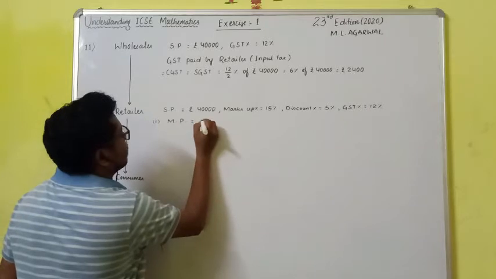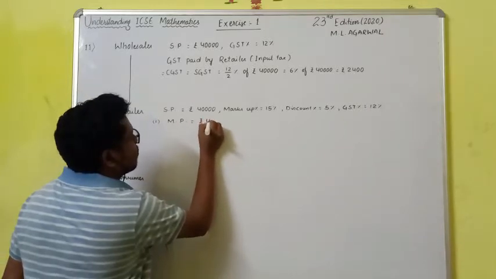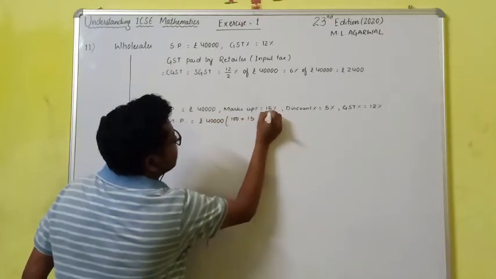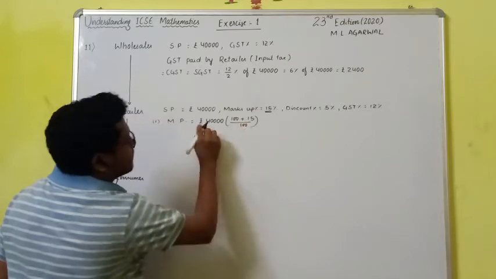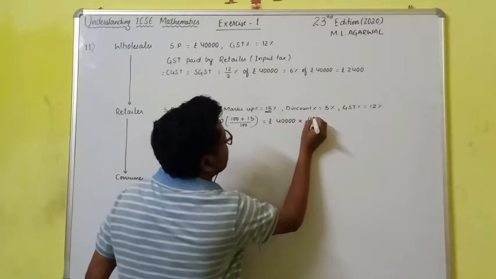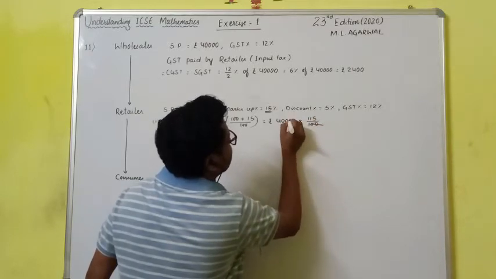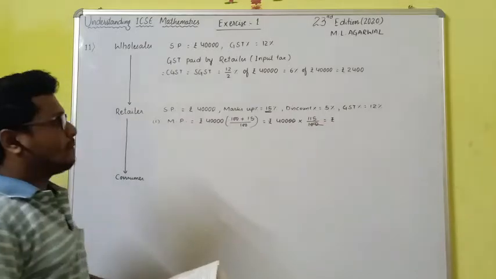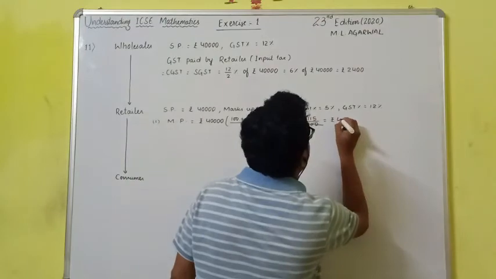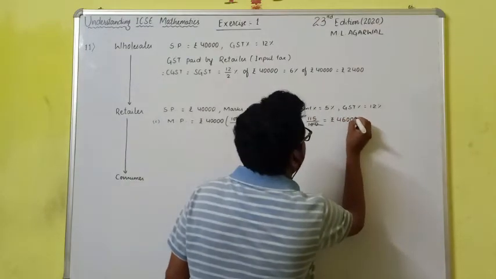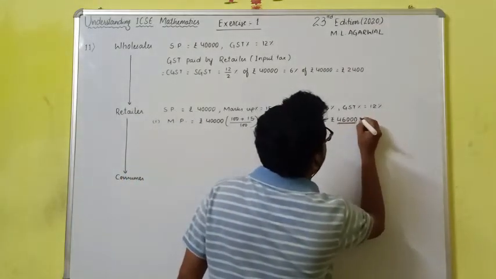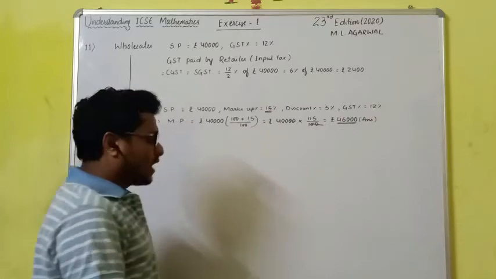So mark price is equal to rupees 40,000 into 100 plus the mark up percentage, 15%. So 100 plus 15 by 100. So it will be 40,000 into 115 by 100. 0 cancel, and we know that 115 into 4 is equal to 460. So 46,000 will be your mark price. So underline this one and in bracket write answer. This is your first answer solution.